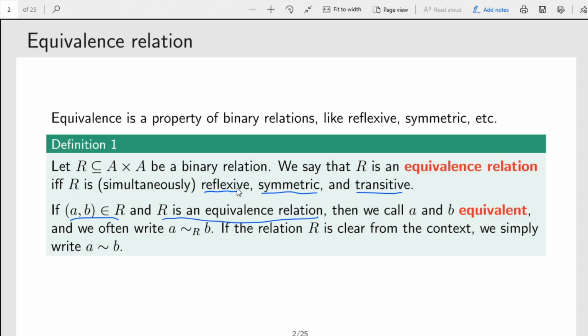Now, if the pair (a, b) is in R and R is an equivalence relation, then we usually call a and b equivalent. So these two elements of A are equivalent. We often write this with a curly symbol, like a tilde: a ~ b. If the relation R is clear from the context, we simply drop the subscript R, so you just write a ~ b.